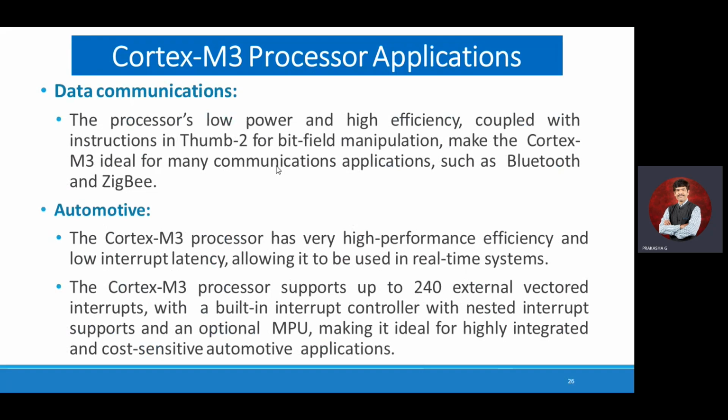So, automotive, the Cortex M3 processor has very high performance efficiency and low interrupt latency, allowing it to be used in real-time systems. Automotive is always a real-time system, especially a vehicle on road, on water or in water, under the water or in the air. They should always perform in real time. I have given n number of applications with respect to real time. Aircraft takeoff and aircraft landing are among the best examples.